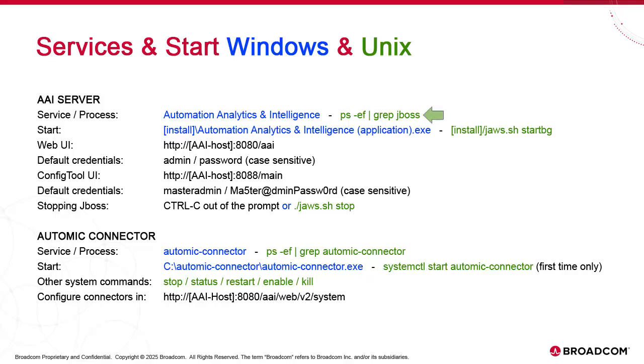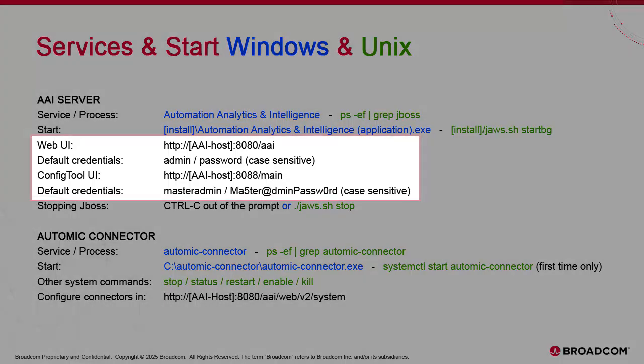On Unix, the AAI server process does not have a system control enable function. To check that it started, look for the JBoss process. You start the server as root using the jaws.sh file with the startbg option for background. There's also a startfg for foreground if you want to see the output of the start procedure.